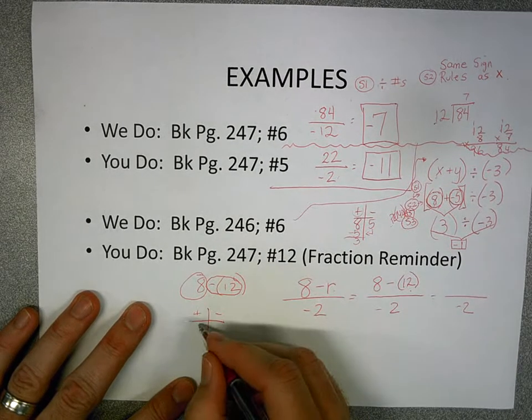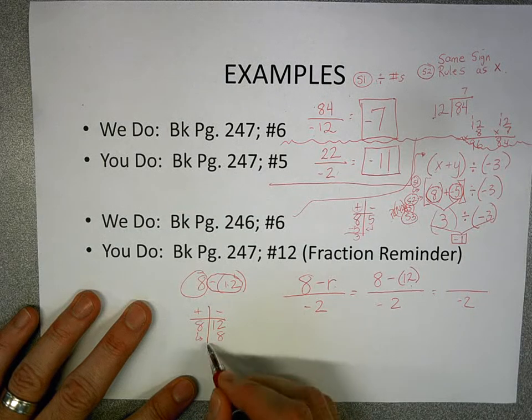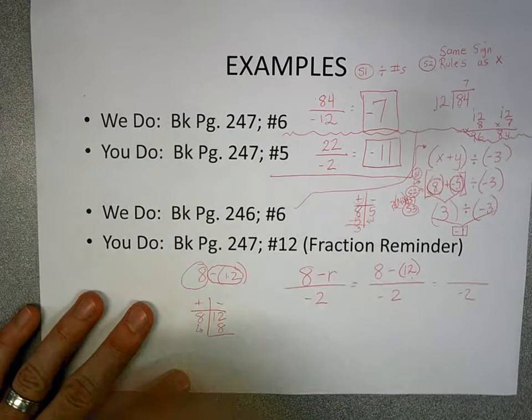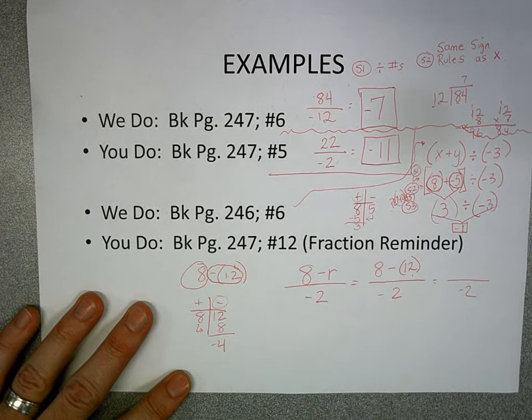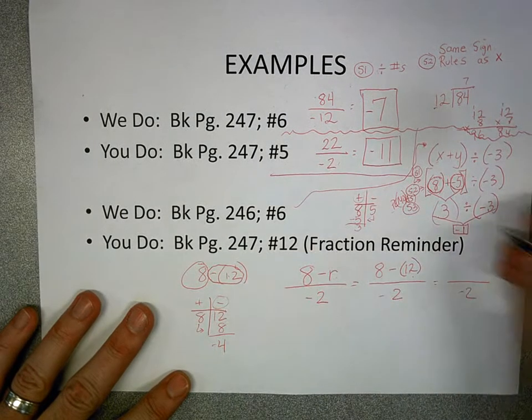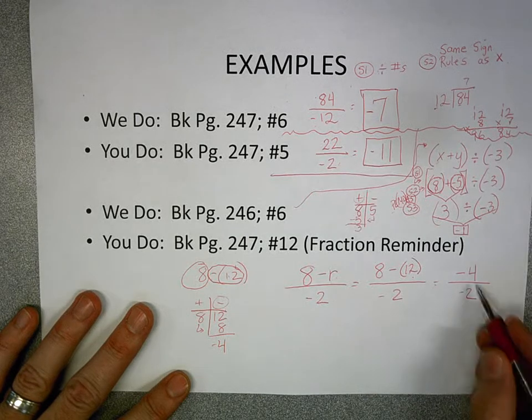8 is positive, 12 is negative. I move the 8 under the 12. 12 minus 8 is 4. It's on the negative side, so it ends up being negative 4. So here's what we have: negative 4 in the numerator, right there.